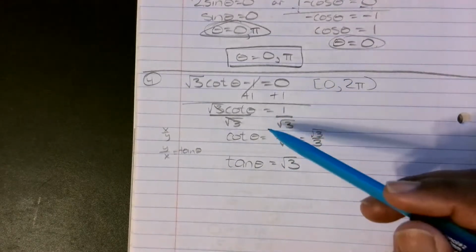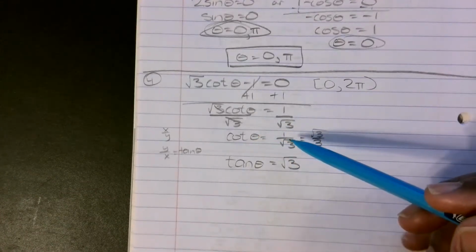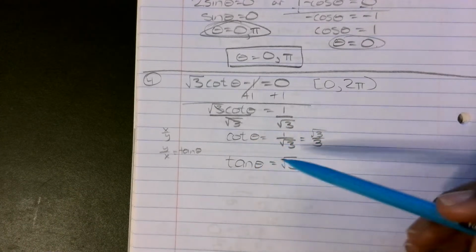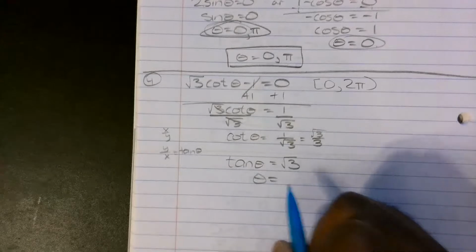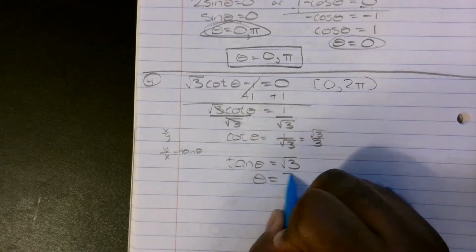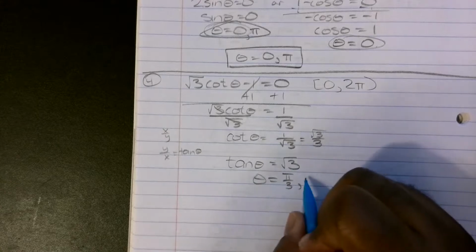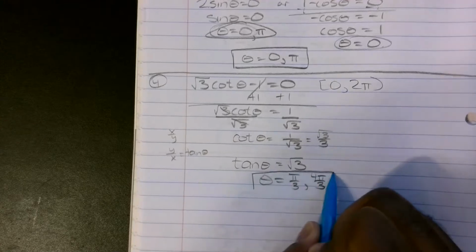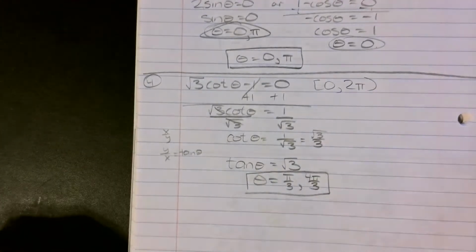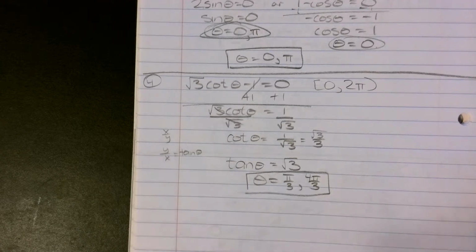You might not know where the tangent or cotangent of something equals something else, but you should know where the tangents are, or that should be a unit circle. You know that tangent of theta is equal to root 3 in 2 places, at pi over 3 and at 4 pi over 3. Quadrants 1 and 3. A lot of words with that, but I hope I didn't over-explain it, or under-explain.